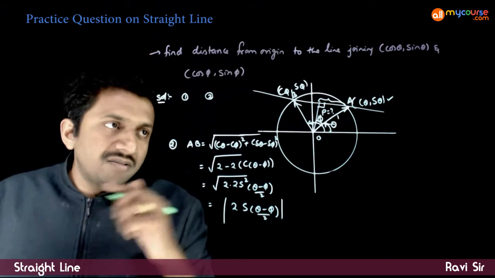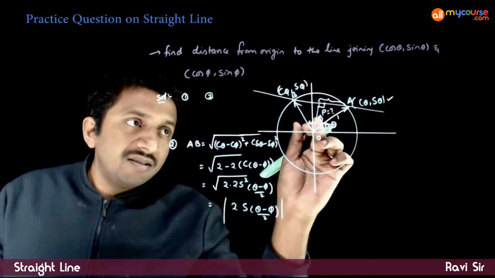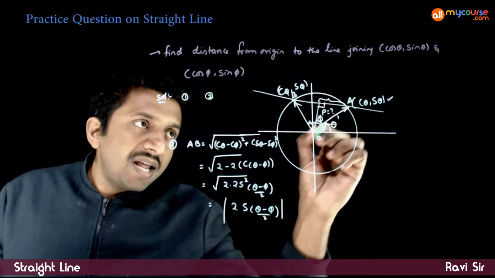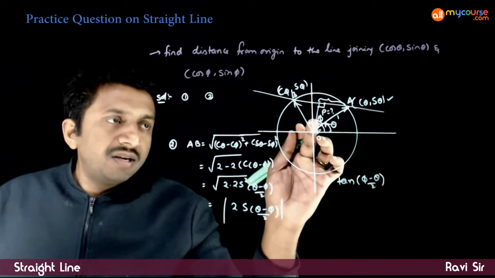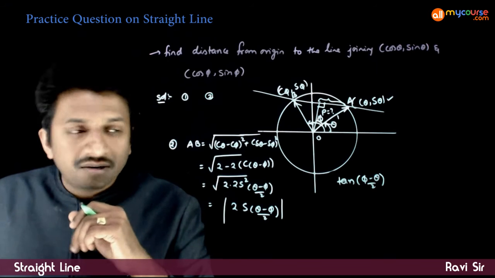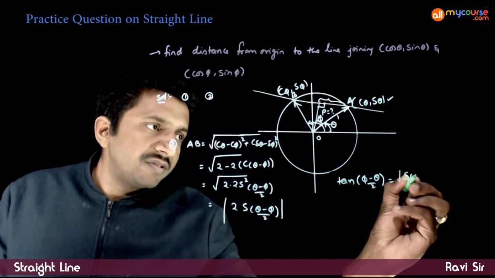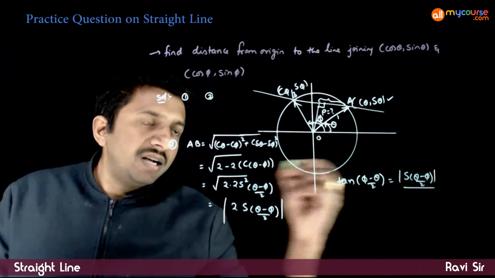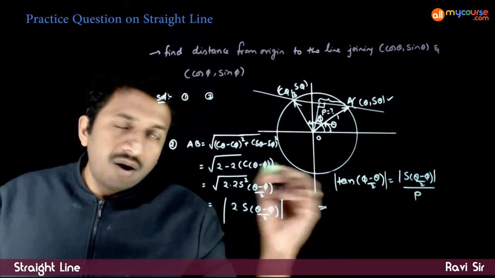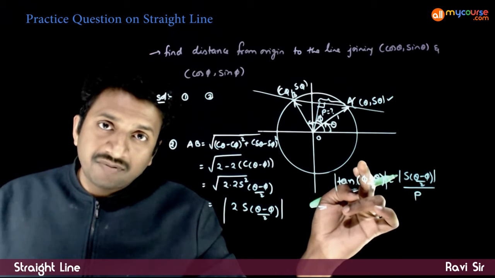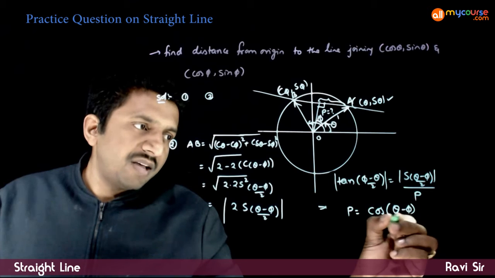Now you want the perpendicular distance. So this is theta, this is phi. The total angle is phi minus theta, and half of that angle is (phi minus theta) by 2. So in this triangle, tan of (phi minus theta) by 2 is equal to the opposite side by the perpendicular. The opposite side is half of AB, where AB is the total side. Half of AB is the mod of sin of (theta minus phi) by 2, divided by the perpendicular distance. Obviously you have a mod here also. So sin of (theta minus phi) by 2 gets cancelled, and P is equal to the mod of cos of (theta minus phi) by 2.